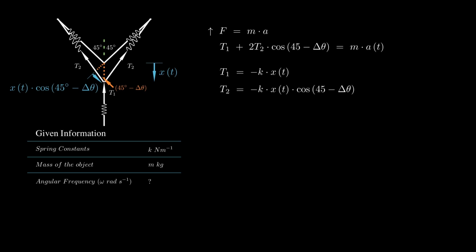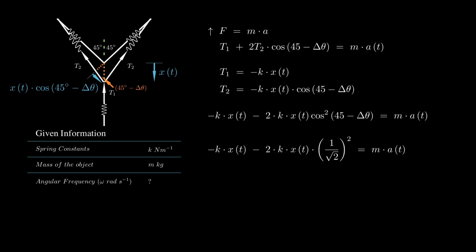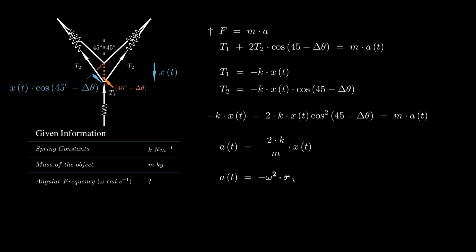Let's substitute these values for T sub 1 and T sub 2 into the preceding expression and simplify it. We can disregard the delta theta as it is too small compared to the total angle. This is the expression you get after simplification. This expression aligns with the equation for simple harmonic motion, where the coefficient of displacement provides the angular frequency. Keep in mind that the coefficient of acceleration should be 1.